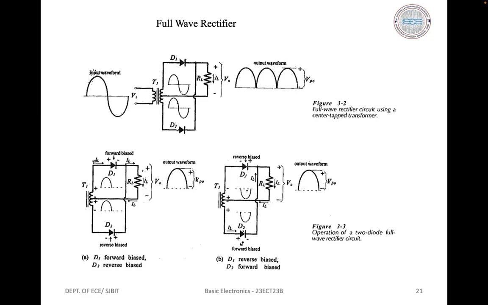So coming to the full wave rectifier, it's a two diode full wave rectifier. The full wave rectifier circuit uses two diodes and its input voltage is supplied from a transformer, that is T1, with a center tapped secondary winding. The circuit is essentially a combination of two half wave rectifier circuits, each supplied from one half of the transformer secondary.